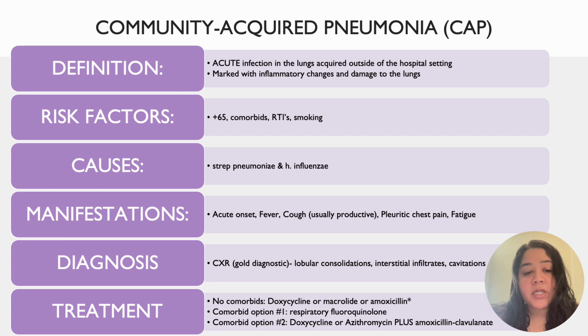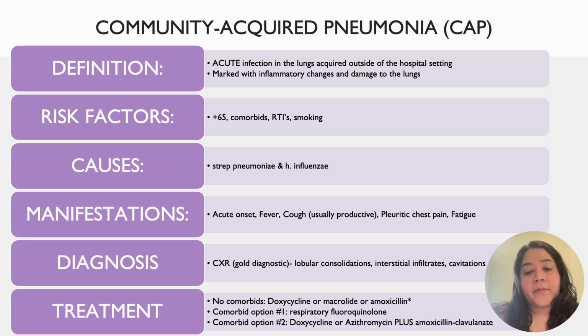And look out for keywords on your examinations. Whether you're taking the AANP or the ANCC, you may see keywords that mark this disease process and nothing else will be of similar nature. So for pneumonia, the keywords for diagnostics will be lobular consolidation, interstitial infiltrates, and cavitations. So make sure that you highlight those and that you understand that those are specific to community-acquired pneumonia.